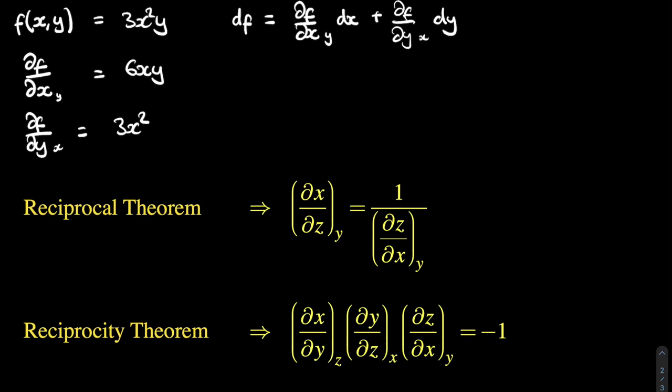The reciprocity theorem is a little bit more complicated, and it basically shows that the product of the three differentials, if you interchange the variables cyclically, is equal to -1. That's quite useful. You don't use it a huge amount in electromagnetism. In fact, you use it a lot in thermodynamics. That's the only real place I've seen it being used. But there they are in case you need them.